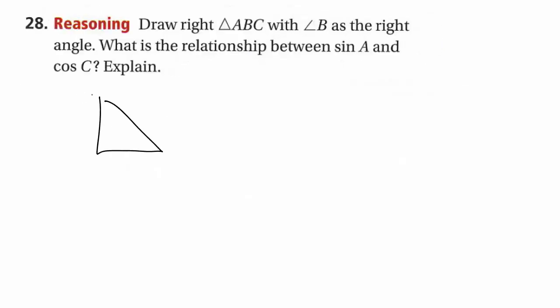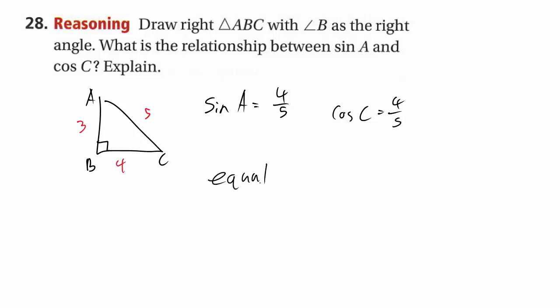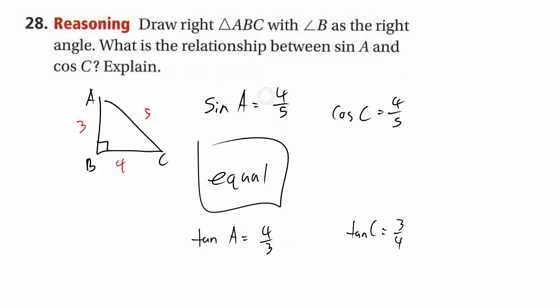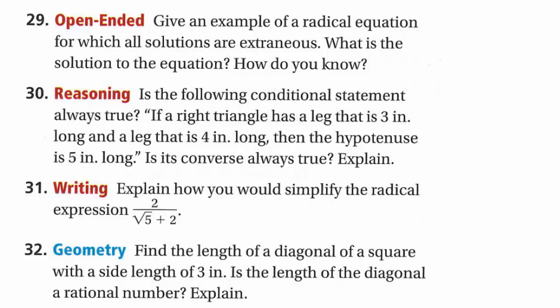For 28, this is just an exercise. We talked about this in class, where the sine of one of the acute angles is the same as the cosine of the other acute angle. And I drew an example here. I'm just using the 3, 4, 5 triangle. It's the most basic right triangle. The sine of angle A is 4 over 5. Well, the cosine of angle C is also 4 over 5. Something that's interesting is that the tangents of the different angles are reciprocals of each other.